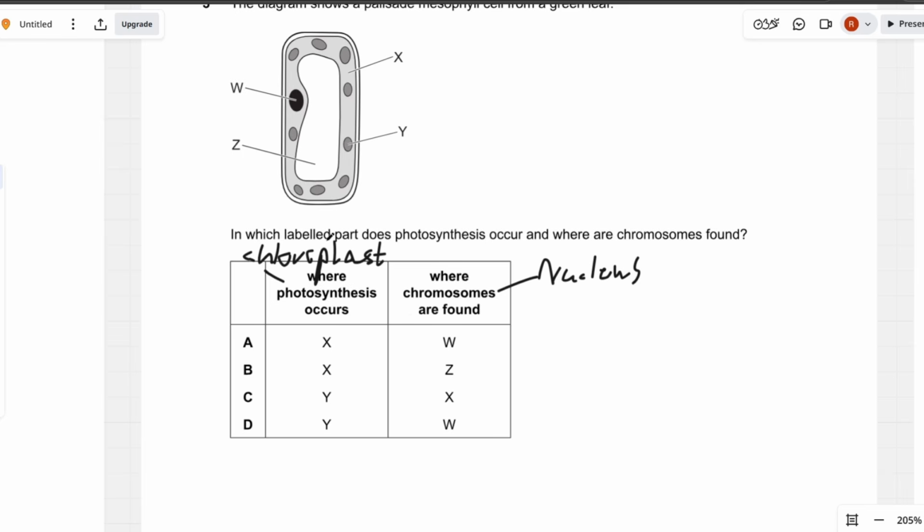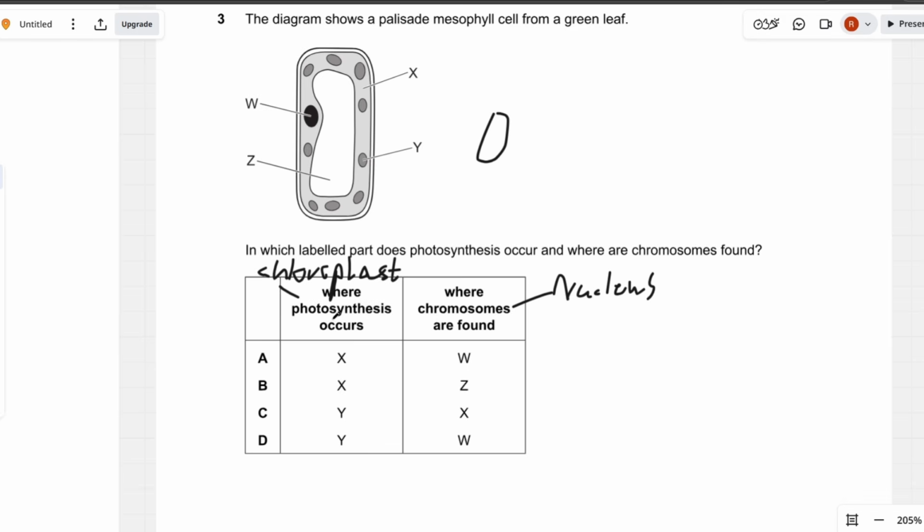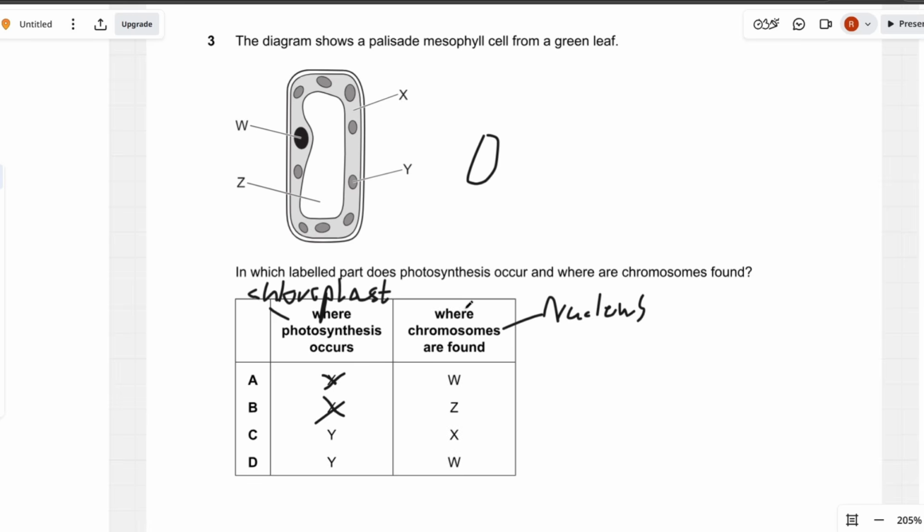Let's find a chloroplast. Chloroplast is Y, and the nucleus is W. Where photosynthesis occurs, that'll be Y, so A and B are wrong. And where chromosomes are found, that is W, so the only correct answer is D.